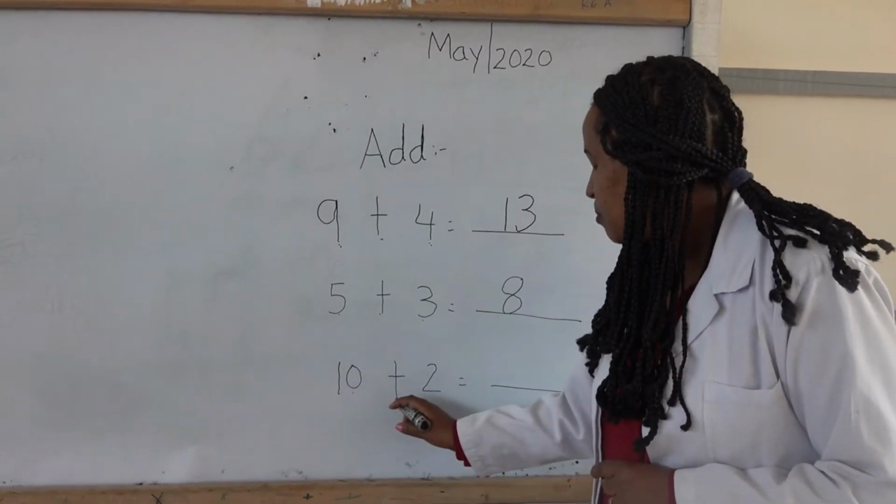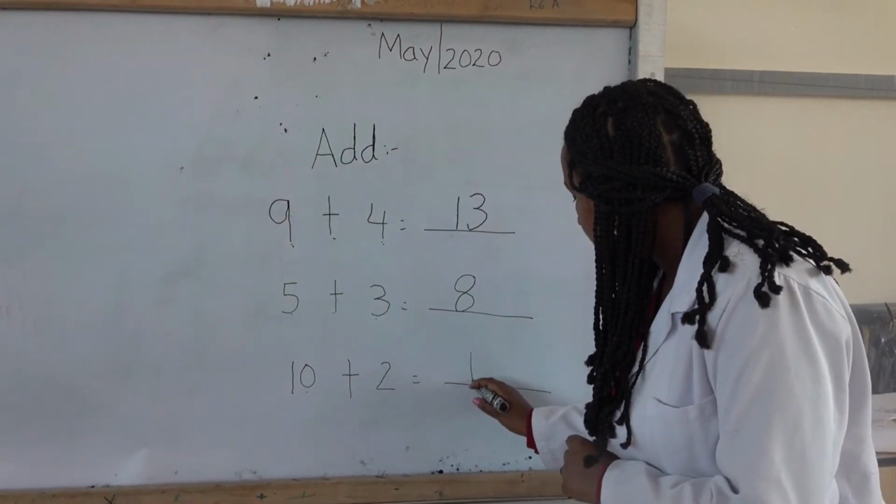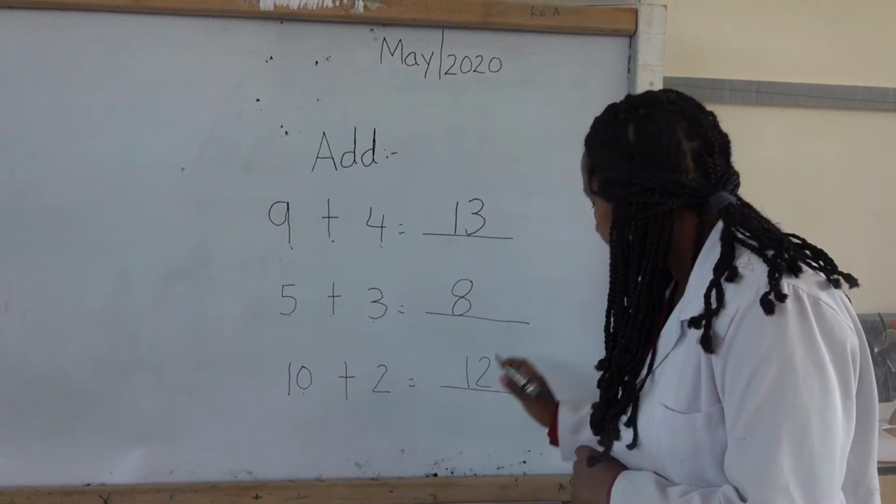Here 10 plus 2 equals 12. So you write 12 on the line.